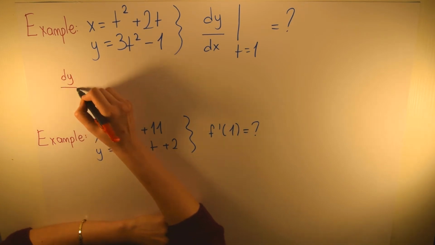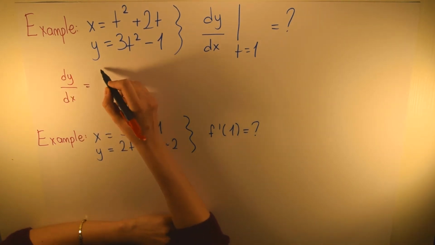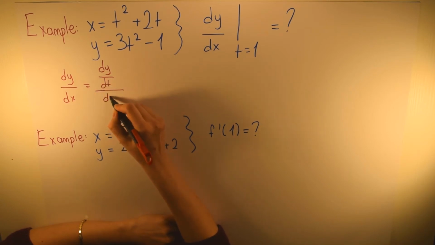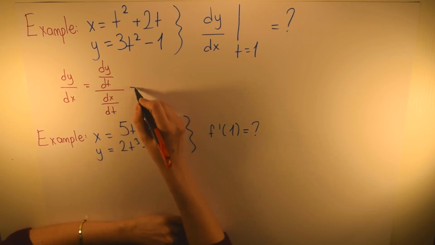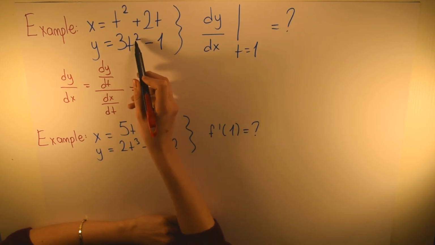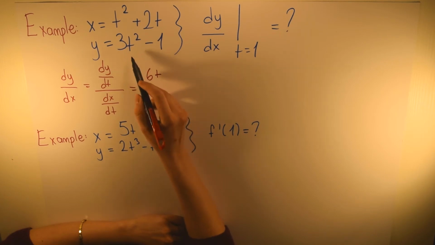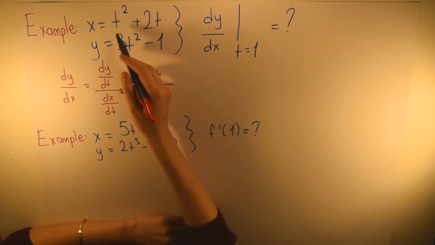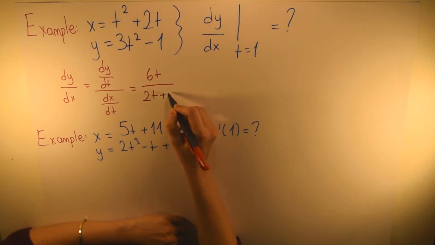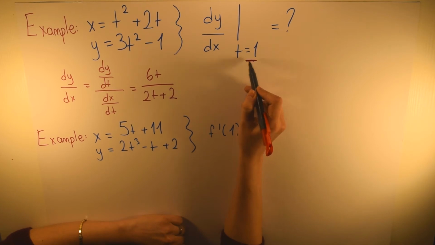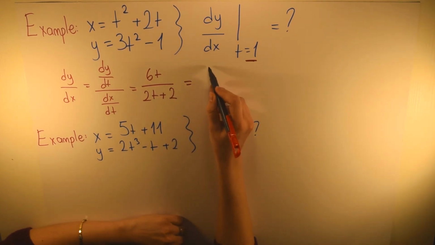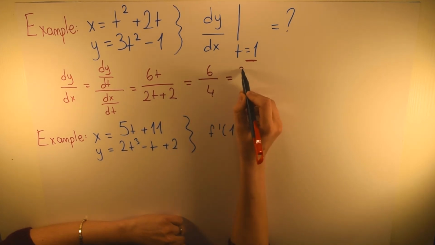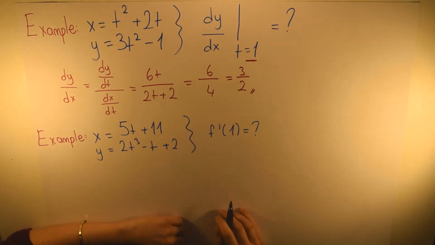As you can see here, we have x and y as our functions, and they both depend on t. So let's write our formula. dy over dx is equal to the derivative of y with respect to t over the derivative of x with respect to t. So the derivative of y here is equal to 6t, right, and 3t squared, it's 6t, over the derivative of x, it's 2t plus 2. Now we will put 1 instead of t, so here we will get 6 over 2 plus 2, 4, which is also equal to 3 over 2. So this is our first answer.